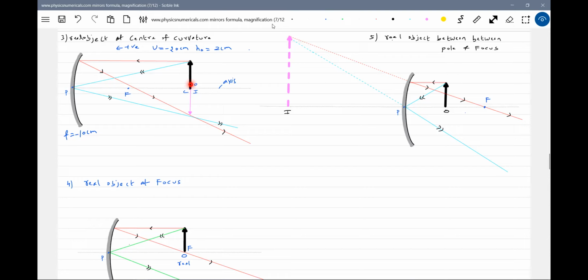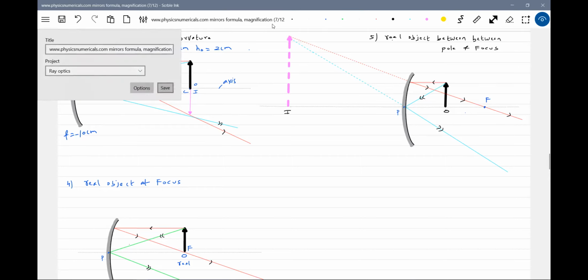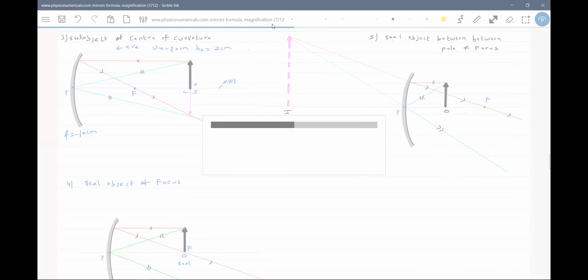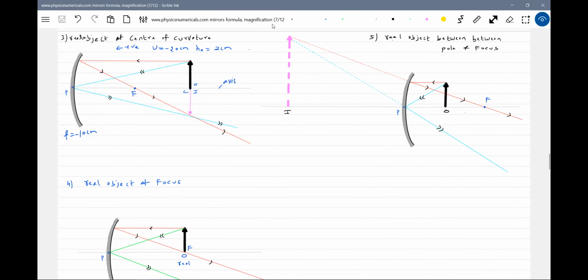Look at this one. Where the object is at the center of curvature, the incident ray will move towards the left. An incident ray parallel to the principal axis, after reflection, should pass through the focus. So after reflection, it will pass through the focus. Then a ray incident at the pole will be reflected symmetrically. Both will intersect here, and we'll get the position of the image. Just manage it. This will be the position of the image.